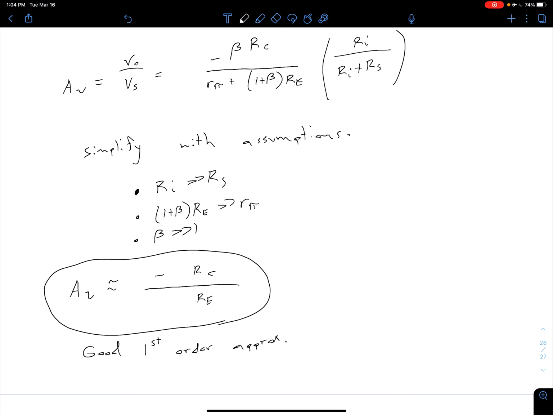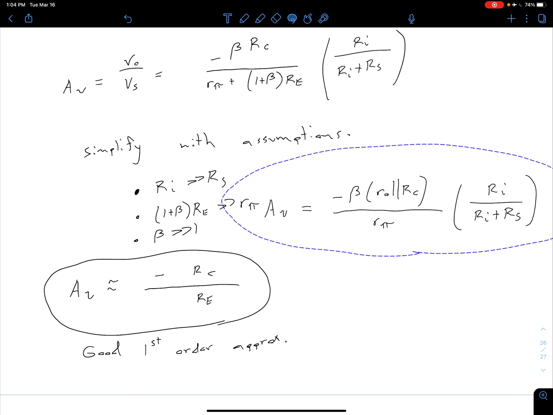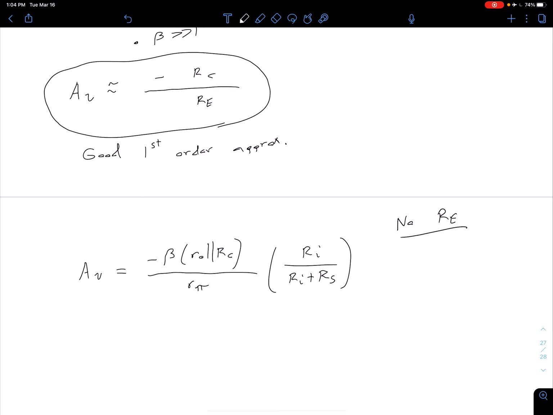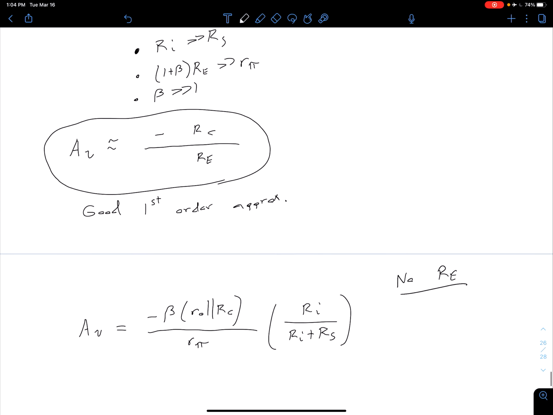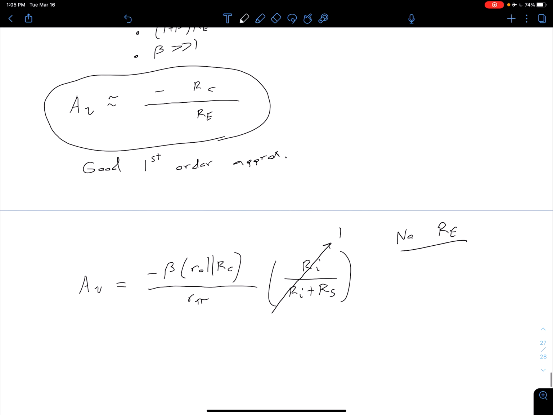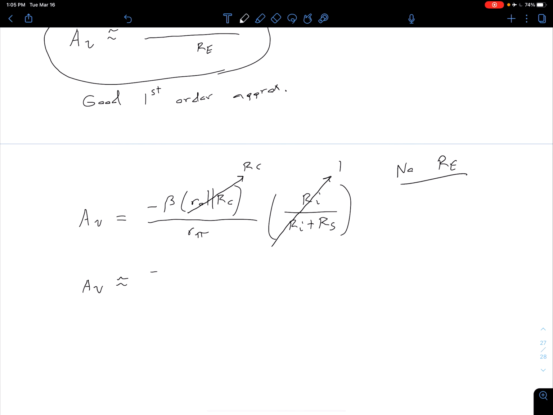So now let's compare this to what we saw with the previous configuration without our RE. So here's our voltage gain equation when we had no RE in the circuit, and this is just copied from the previous video. If we take these same assumptions, so if our RI is much greater than RS, this is going to go to 1 here as well. And if we neglected our early effect, then R0 is going to be infinite, so this is just going to go to RC. And so for this case, our AV is approximately negative beta RC divided by R pi.